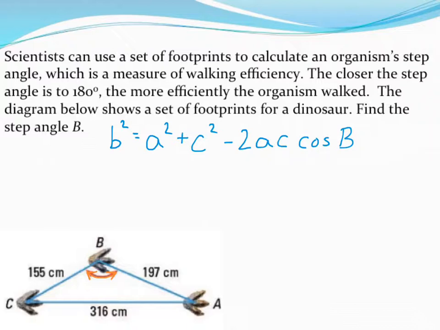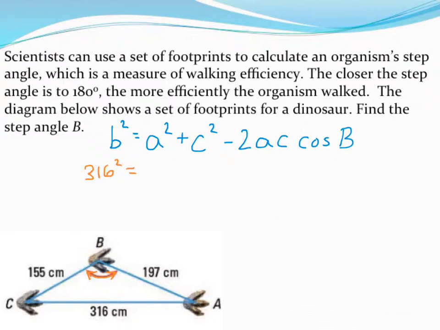Remember that whatever you're trying to find, whatever angle or side that is, you start and end with that same letter. Since I'm trying to find angle B, I'm going to start this with B squared. Let's go ahead and plug in what we know. The lowercase letters are all my sides, so side B was 316, the side opposite angle B.